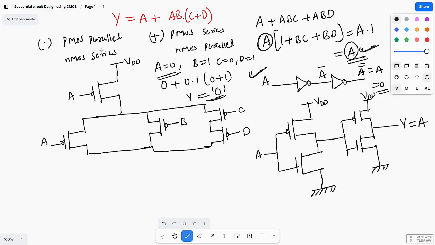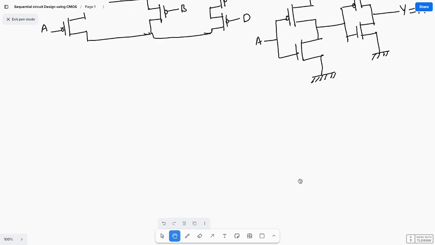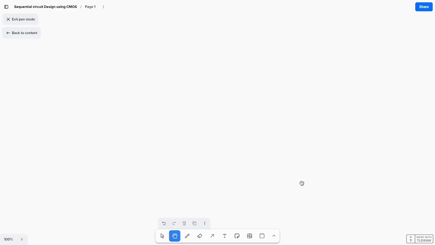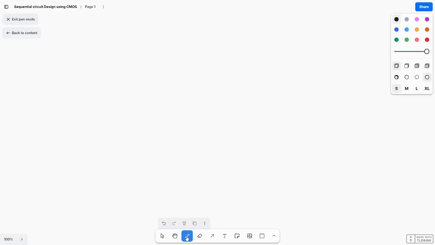Sir, I have another doubt. In some cases we are using an inverter at the output, no, sir. Why do we use that? Suppose we already implemented which gate? NOR gate and NAND gate. So what is NOR gate? NOR gate equals (A+B) whole bar. NAND gate equals what? (AB) whole bar.